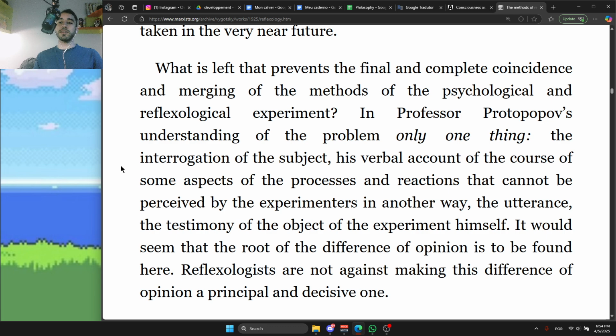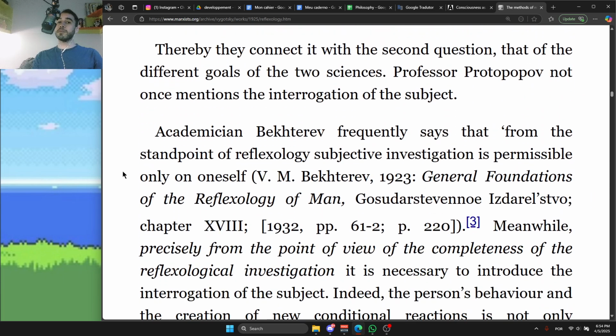Reflexologists are not against making this difference of opinion a principal and decisive one. Thereby, they connect it with the second question, that of the different goals of the two sciences. Professor Protopopov not once mentions the interrogation of the subject. Academician Bekhterev frequently says that, from the standpoint of reflexology, subjective investigation is permissible only on oneself.